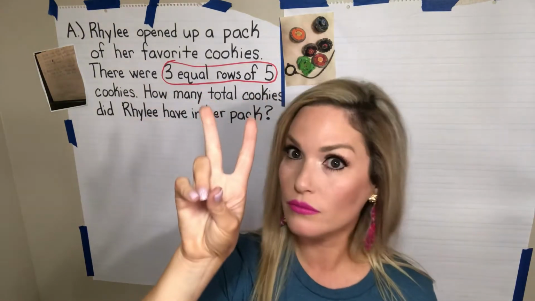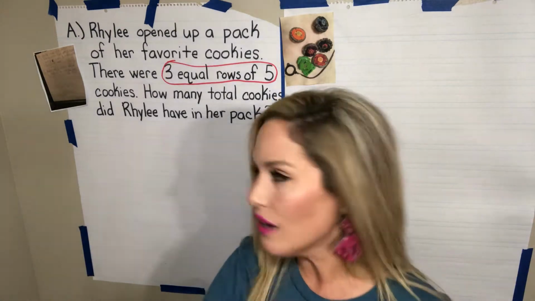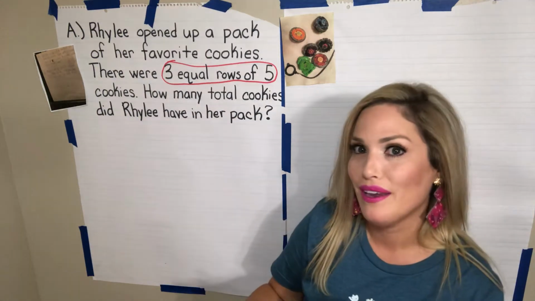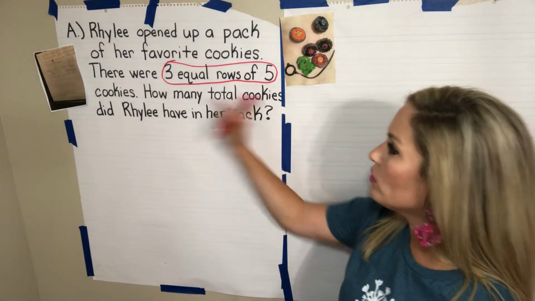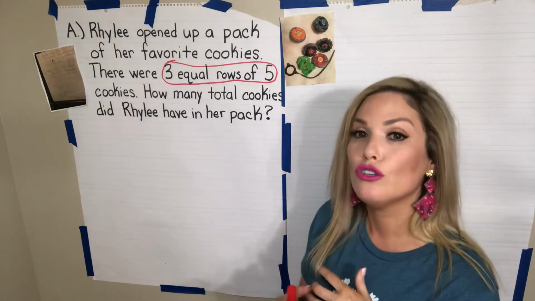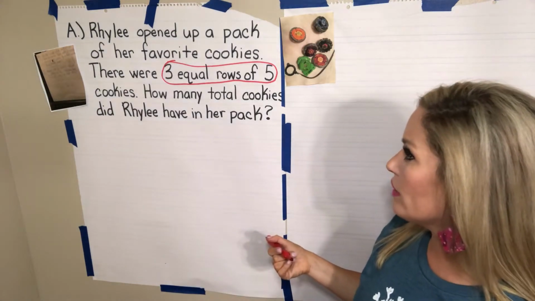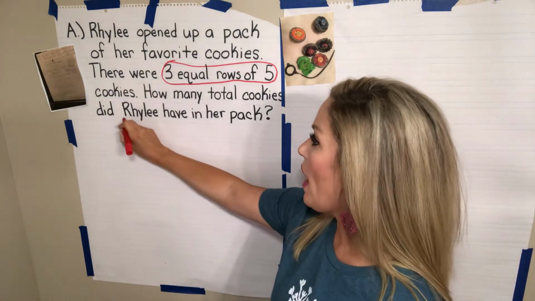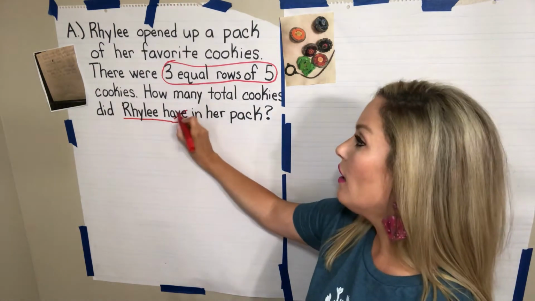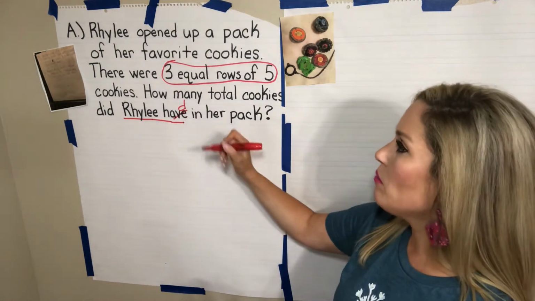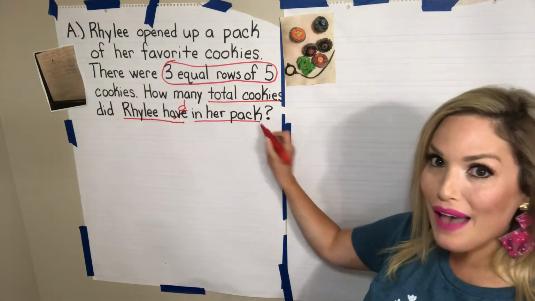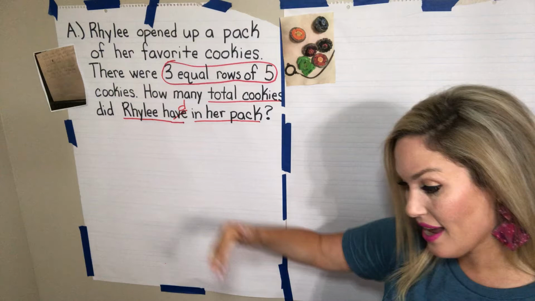Step number 2, rewrite your question. Well, here's my question mark. I'm going to rewrite this question into an answer statement, okay? So if I read, how many total cookies did Rhylee have in her pack? Let me underline those keywords that I need to pull out to use for my answer statement. How many total cookies did Rhylee have? That one makes sense. Rhylee had, okay, blank total cookies in her pack. Use those words to write your answer statement.